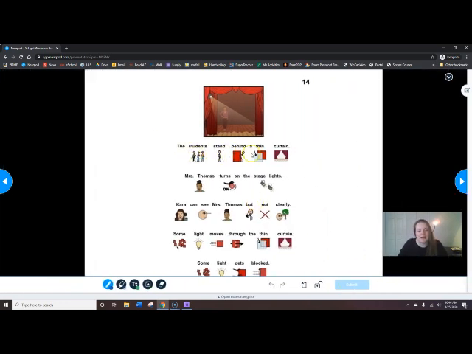The students stand behind a thin curtain. Mrs. Thomas turns on the stage lights. Kara can see Mrs. Thomas, but not clearly. Some light moves through the thin curtain. Some light gets blocked. So there's some things that block some of the sun, like sunglasses. The only sunglasses I have in this room are big, crazy sunglasses. They block some of the light so I can still see, but it makes the light not so bright.